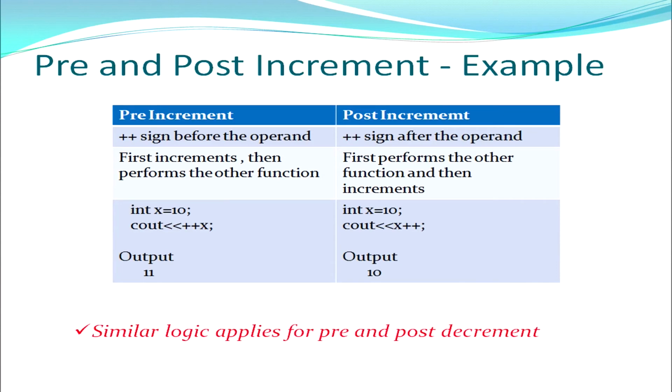Like here in the example, the value of x is 10. If I say cout plus plus x, pre-increment, first it increments and then the other operation, which is displaying in this case, will be done. So, the output you get is 11. While in case of the other side, it is saying cout x plus plus. So, first the value will be displayed. Why? Because the other job is done first. So, you will get the output as 10. And similar logic is applied for decrement operations, that means pre and post decrement.